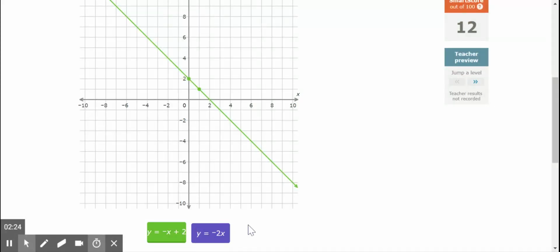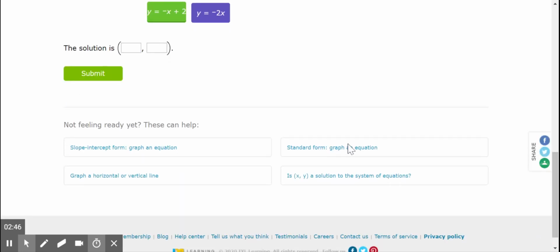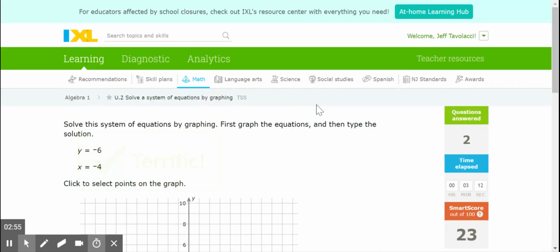Now this one doesn't have a y-intercept, which means we're going through the origin. Now from the origin, we're going to go down 2 and over 1, and that's the slope. And that's going to be every single solution to that equation. And the point that they have in common, or the solution to both equations, is the coordinate -2, +4. And there we go.